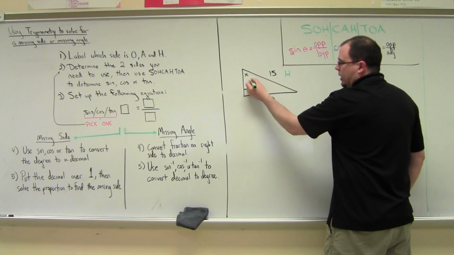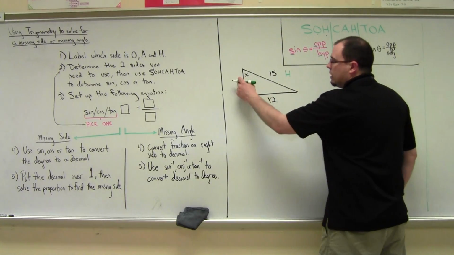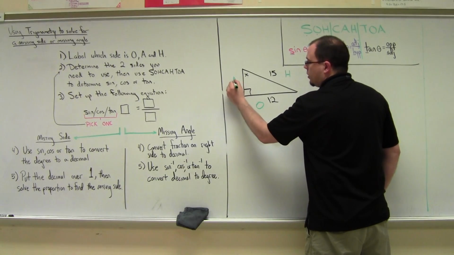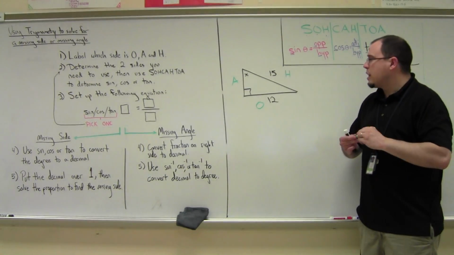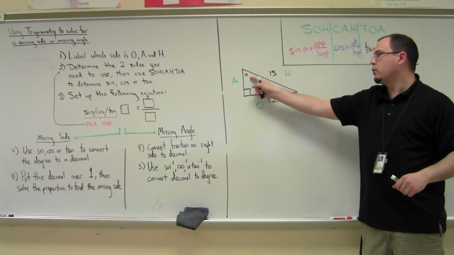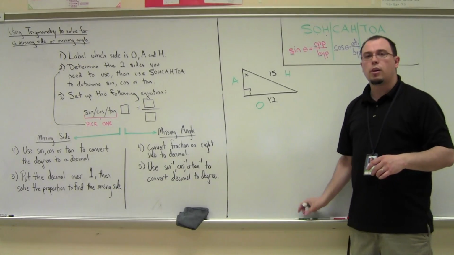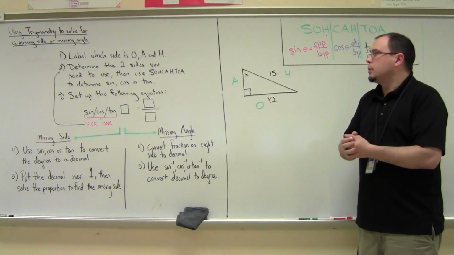I know that directly across from this angle is the opposite side, so this is going to be O. And I know that adjacent, A, is going to be this side over here, because it's helping to form this angle with the hypotenuse. And of course the opposite side is directly across. So we've labeled the three sides. That's the first thing we want to do.